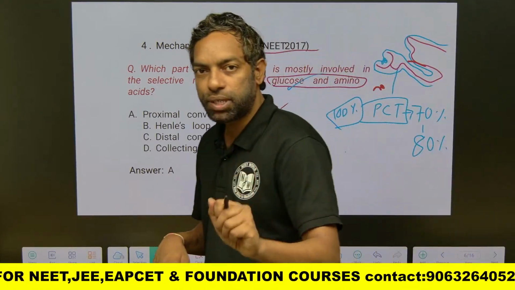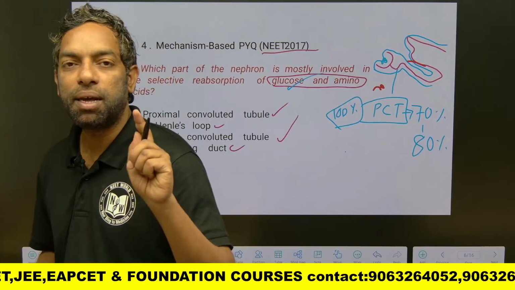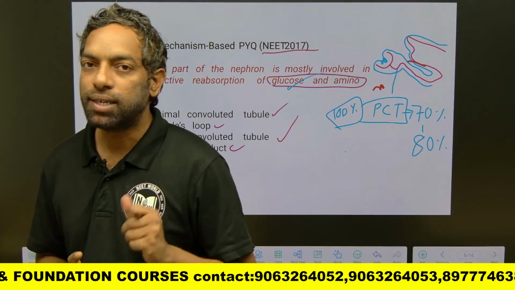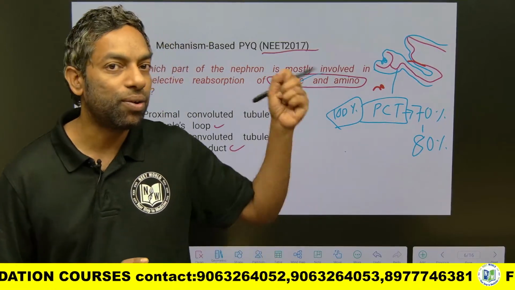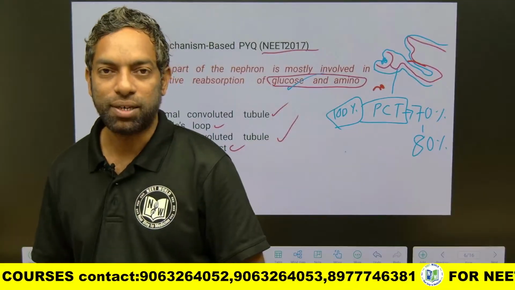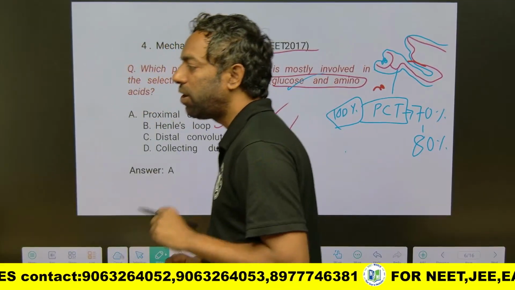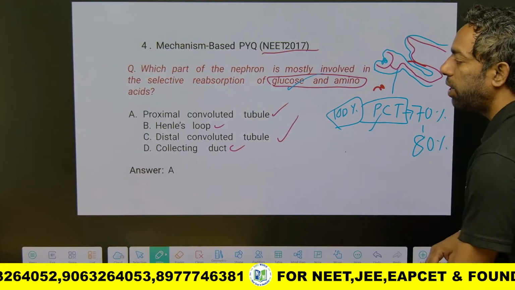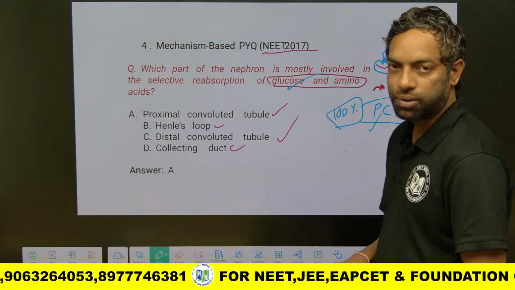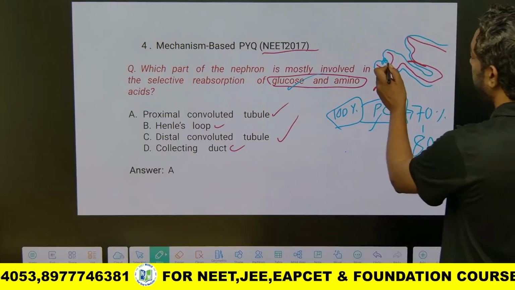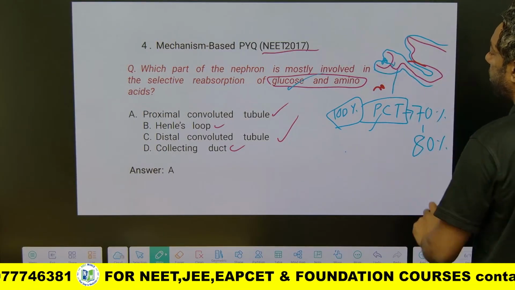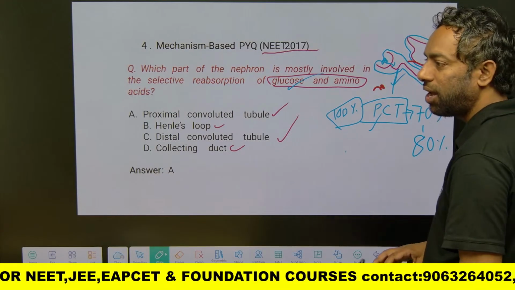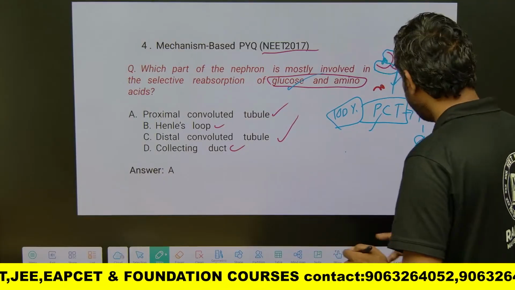100% reabsorption of glucose is going to take place in the PCT. Otherwise, there is diabetes mellitus. The disease takes place if there is no absorption of glucose and amino acids in the PCT parts. A certain amount of glucose is filtered, and it is immediately reabsorbed in the PCT part. Okay, I hope you guys understand this.